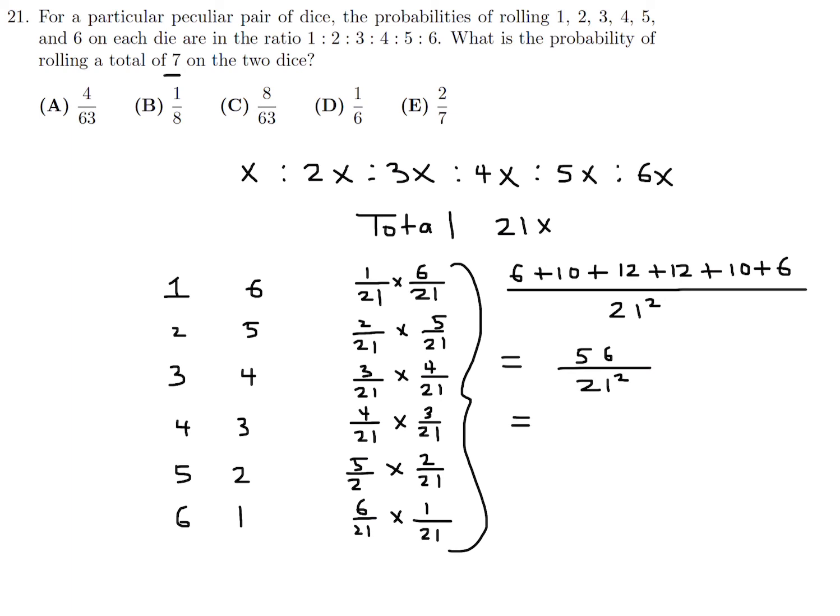And let's see here, 21 squared is really just 3 times 7 times 3 times 7. And 56 is really just 7 times 8. So if you write it like that, you can quickly cancel out one of the 7's, and you're just left with 8 over 9 times 7, which is 63. And there you go. Number 21, the answer is C.